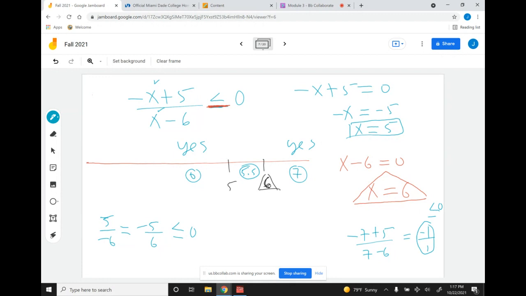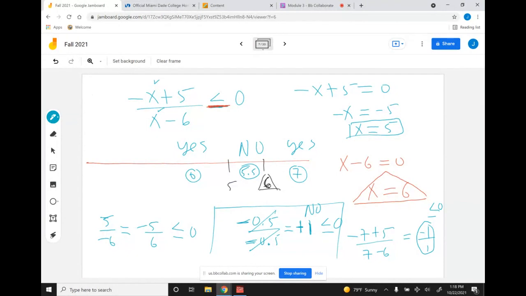Let's do 5.5. Let me do it in the middle. -5.5 plus 5 is -0.5. 5.5 minus 6, no, I take it back, 5.5 minus 6 is -0.5. Negative divided by negative is +1. Why 1? Because you're dividing the same number, but it's negative divided by negative, so it's +1. Is +1 less than or equal to 0? And the answer is no, it's not. So this area is no.